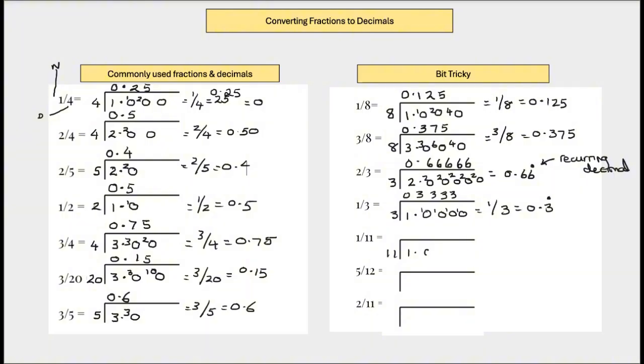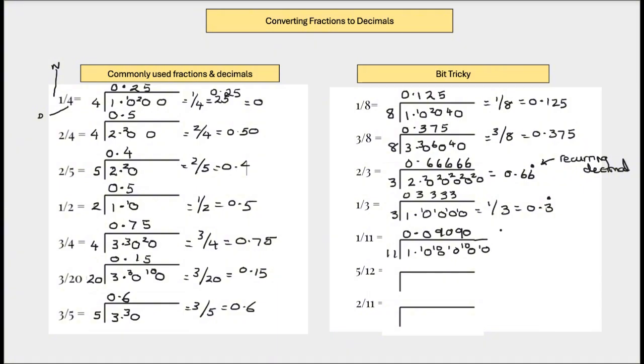Next one. We know that 11 is not going to go into 1, and it's not going to go into 10. So the next one's 100. So 11 into 100 goes 9 times because it's 99. That leaves us 1. Can't go. Carry the 10 over. 9 times. What's left? 1. Can't go.